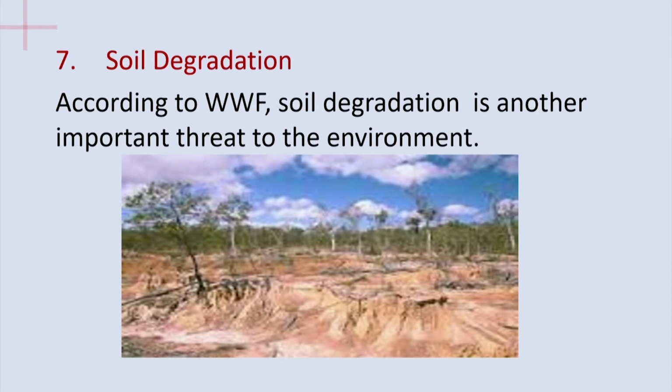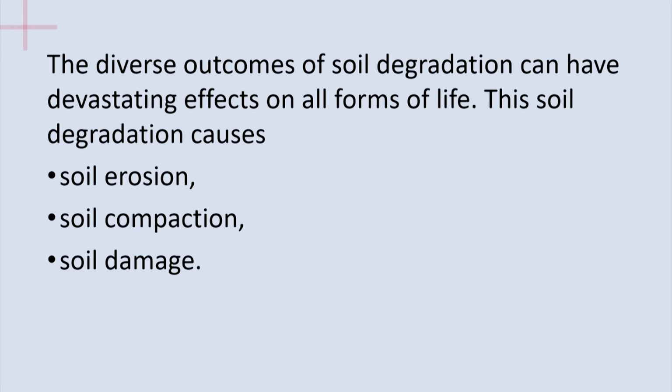The seventh environmental threat is soil degradation. According to WWF, soil degradation is another important threat to the environment. The diverse outcomes of soil degradation can have devastating effects on all forms of life. This soil degradation causes soil erosion, soil compaction and soil damage. Soil erosion can happen due to wind or water when the protective cover of the trees and other vegetation is destroyed and the topsoil is lost.